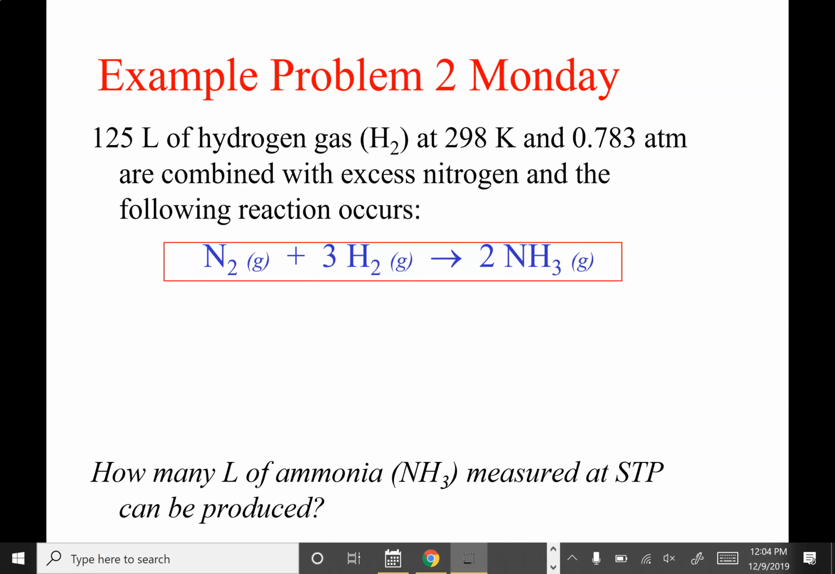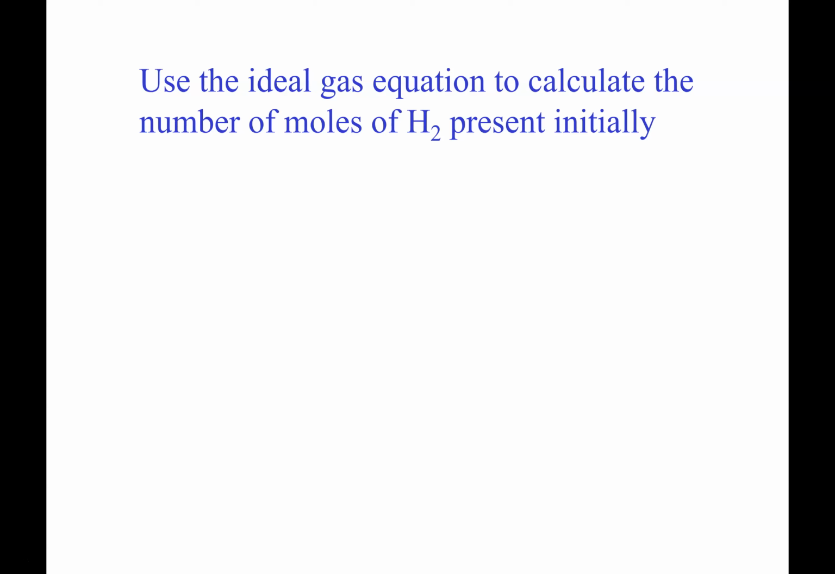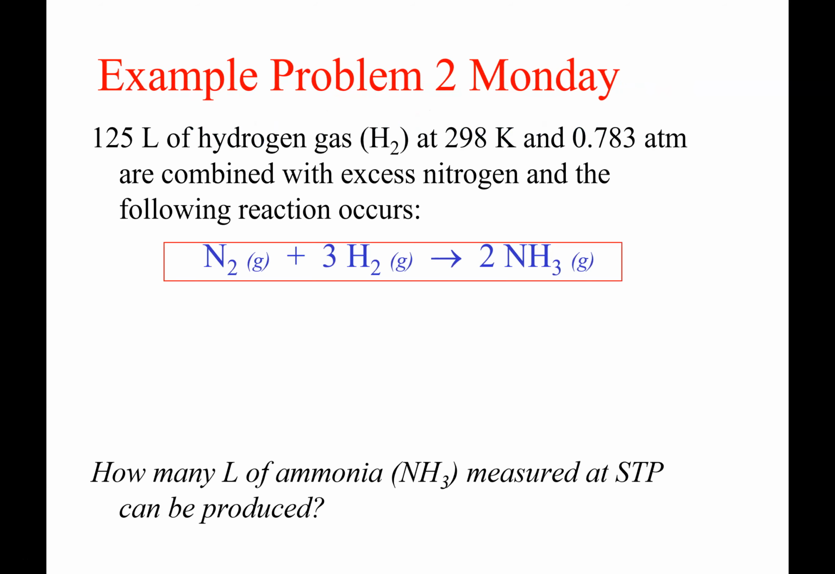This is what I kind of did way back when we did titrations. I like to write under the species of the balanced chemical equation what we know about them. For hydrogen, if you read it, we know the volume, the temperature, and the pressure. We don't know moles of hydrogen. What we're trying to get to is the volume of ammonia.